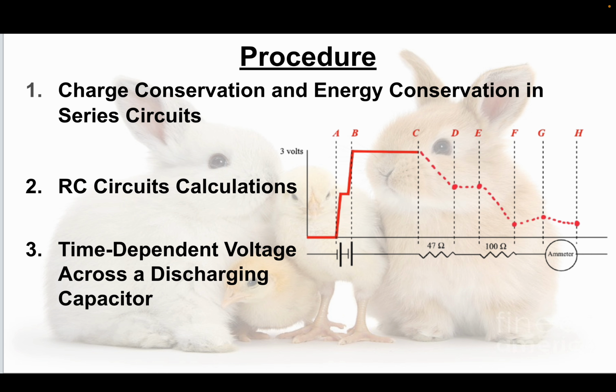We were given a procedure with many different questions, but boils down to three main concepts. The first was for charge conservation and energy conservation in series circuits. We had to perform many of these calculations and basically graph out the different values that we have, which you can see on that graph on the right over that adorable bunny rabbit. The second step was with the RC circuit calculations, in which we had to calculate those and find those values. And the third step was the time-dependent voltage across the discharging capacitor, in which we had to use simulation from the tools we were given in order to answer those questions.